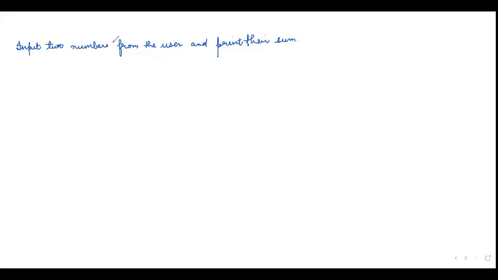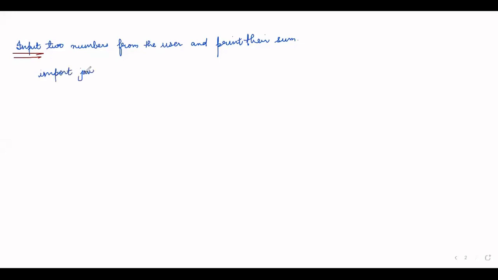Whenever you write a program where you have to input any value from the user, your program should start with this statement: import java.util.Scanner; and a semicolon. What does this mean?